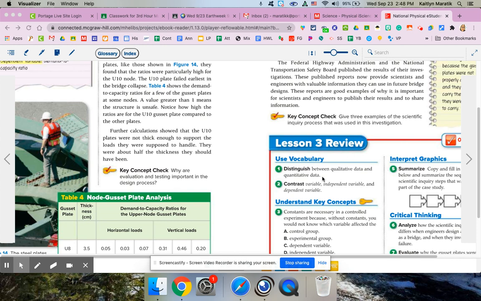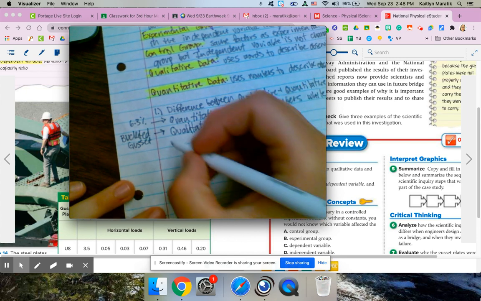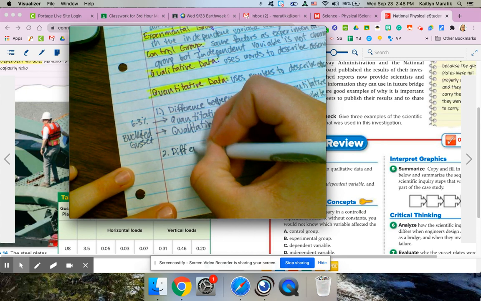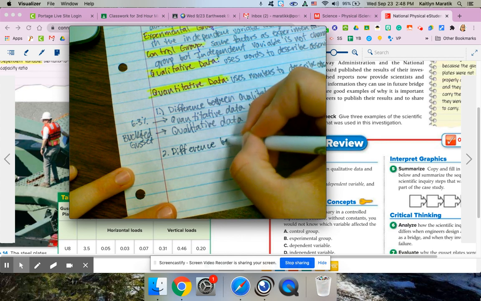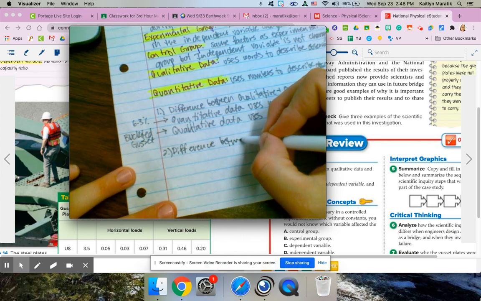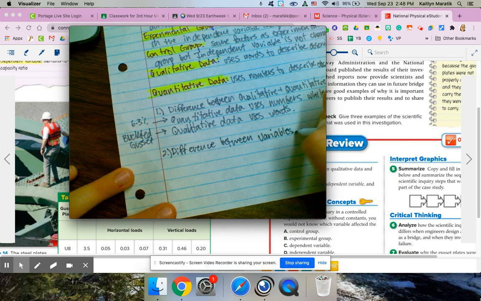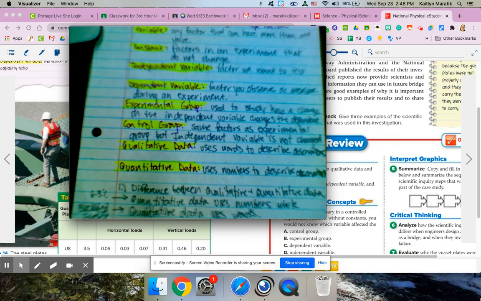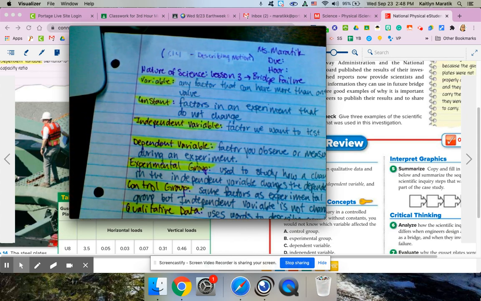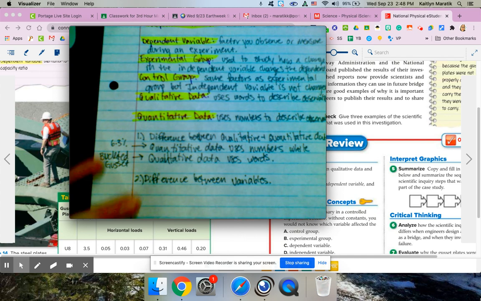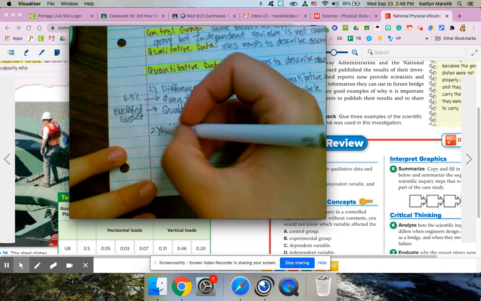Number 2, contrast variable, independent variable, and dependent variable. So, number 2, difference between variables. We could say that both independent and dependent variables are variables. It's just independent is the one that we change, and dependent is what we're going to observe.